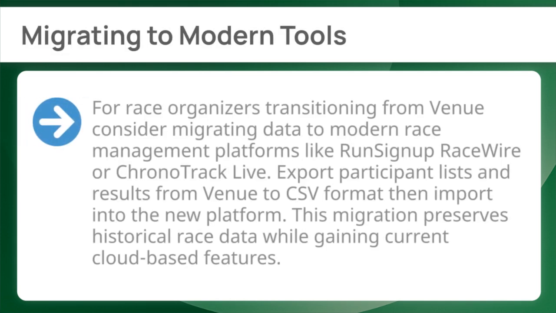Finally, migrating to modern tools. For race organizers transitioning from venue, consider migrating data to modern race management platforms like RunSignup, RaceWire, or ChronoTrack Live. Export participant lists and results from venue to CSV format, then import into the new platform. This migration preserves historical race data while gaining current cloud-based features.